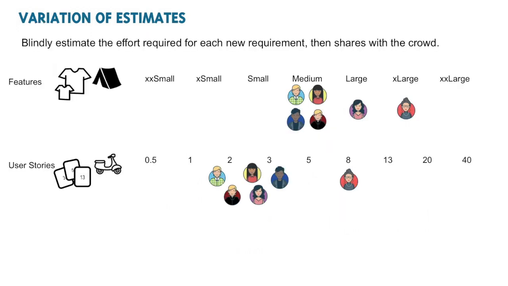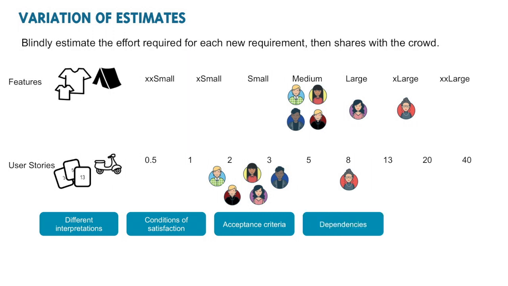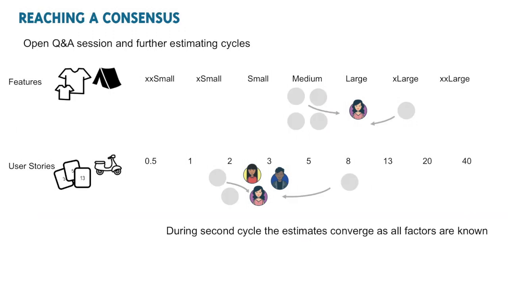Step 4. Should the blind estimating reveal a variation across the team, then each member explains what influenced their estimate. This sharing also helps improve the conditions of satisfaction, helps refine the acceptance criteria, identify any dependencies, surface any potential issues or risks. Further blind estimating cycles are then performed until the team agrees on a single estimate.